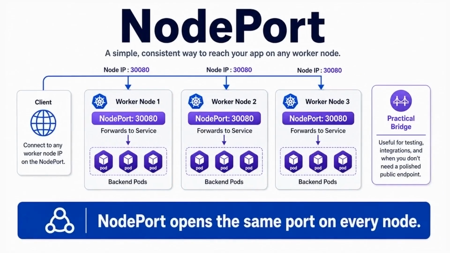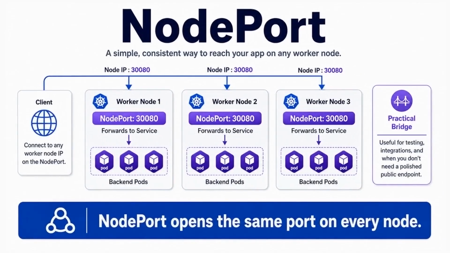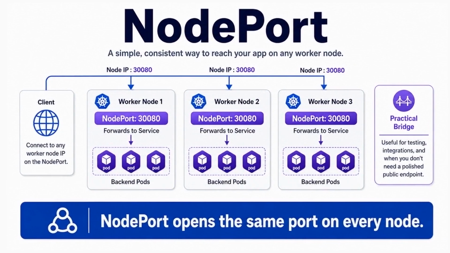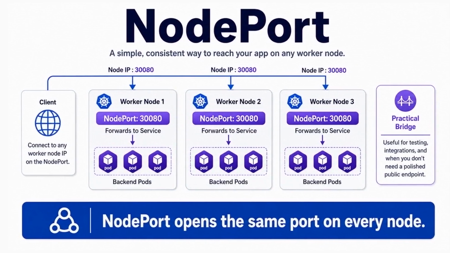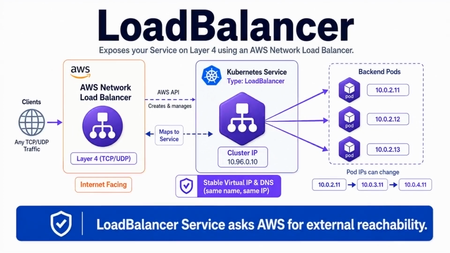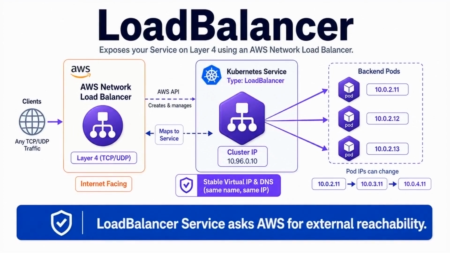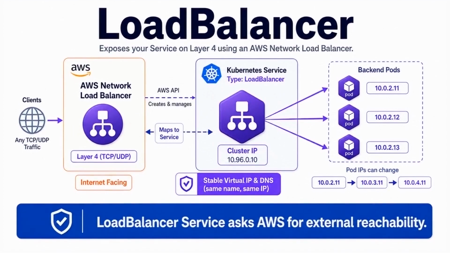A NodePort service opens the same port on every worker node. It is useful as a simple exposure mechanism or as a bridge for some controllers, but it is rarely the clean production interface you want users to hit directly. A load balancer service asks AWS to place an external load balancer in front of the service. In EKS, that often means a network load balancer for layer 4 traffic, depending on controller and annotations.